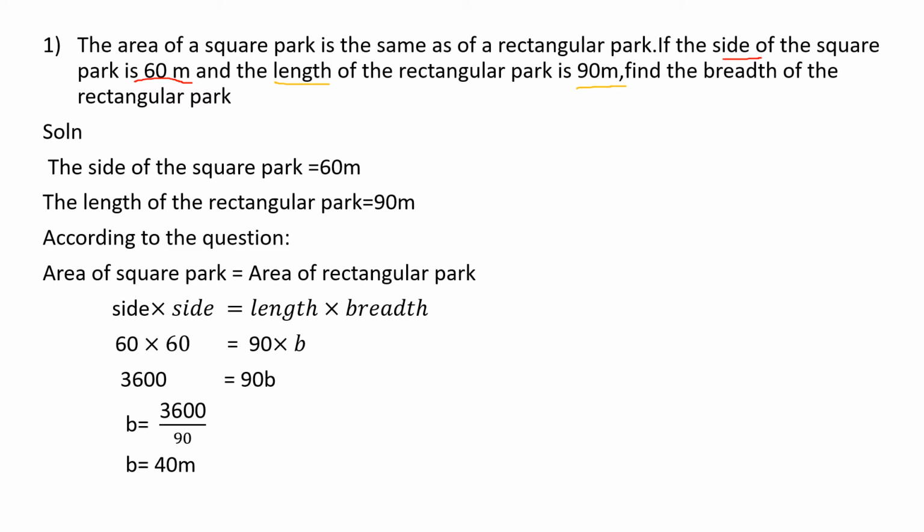So what is given in this question? Write it down, children. Area of a square park is equal to area of a rectangular park. That condition is given in the question. Then side is equal to 60 centimeter and length is equal to 90 meter. These are the things which are given in the question.